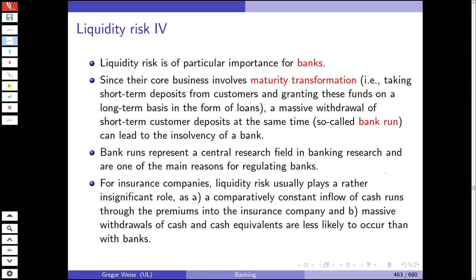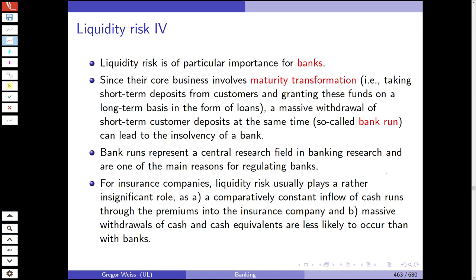Liquidity risk is, of course, of particular importance to banks. Why? Because the core business of a bank involves maturity transformation, taking in short-term deposits and giving out long-term loans. And in the case of a massive withdrawal of short-term customer deposits, what we call a bank run, this can always lead to the immediate bankruptcy of a bank. And this is why bank runs and bank stability represent a central research field in banking.